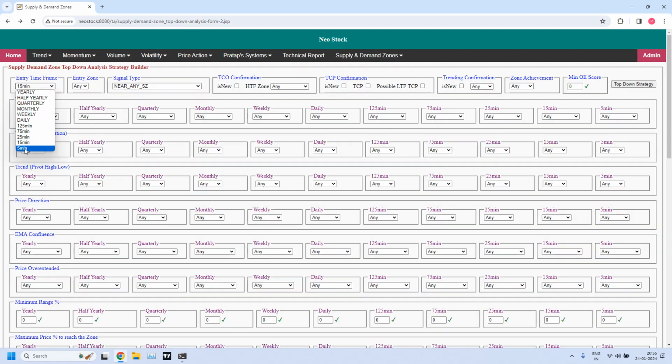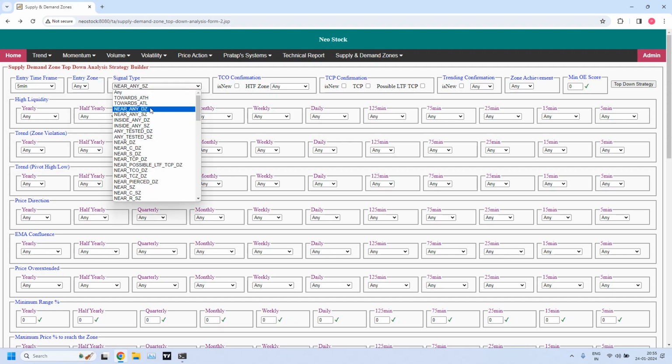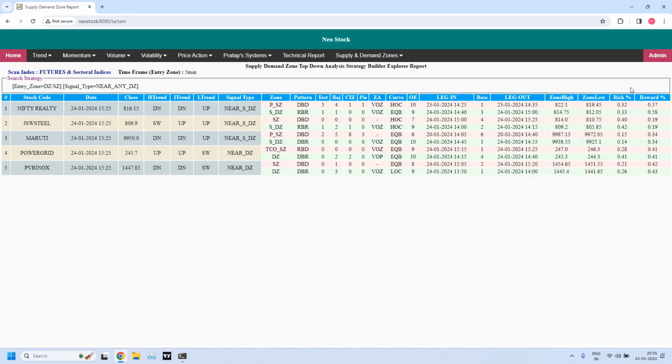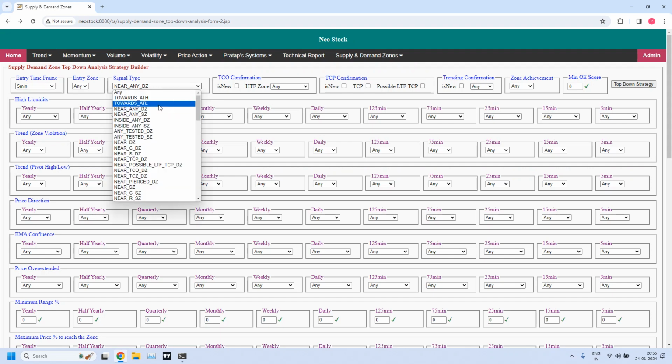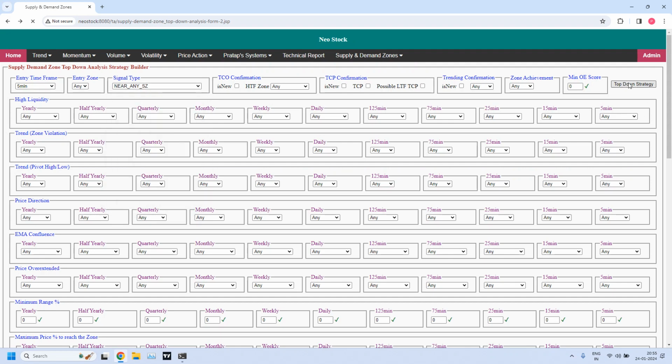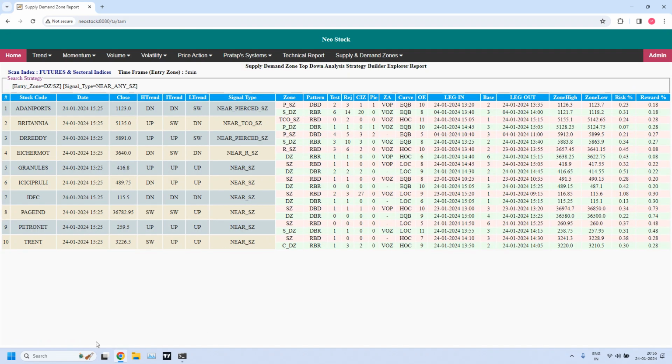So let me go back. Let me change the time frame to 5 minutes. Let us find the stocks near 5 minutes demand zone. These 5 stocks are filtered. So let me go back, and for 5 minutes time frame, let us find the stocks near 5 minutes supply zone. 10 stocks are filtered.